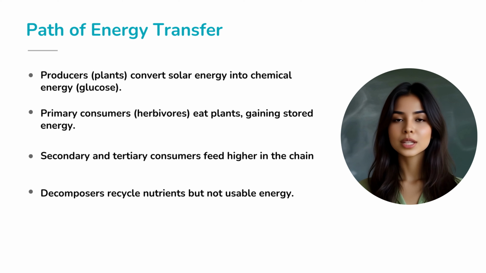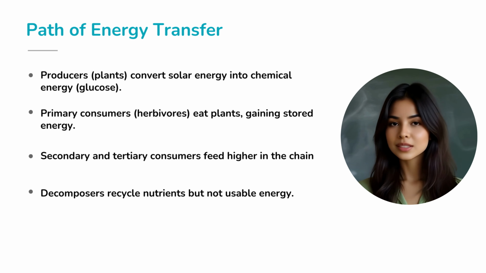Producers, mainly green plants, use photosynthesis to convert solar energy into chemical energy stored in glucose. Primary consumers, like herbivores, eat these plants and gain that stored energy. Secondary consumers, like frogs or small birds, feed on herbivores, while tertiary consumers like hawks feed at the top level. Decomposers recycle nutrients back into the soil, but the usable energy is not recycled.